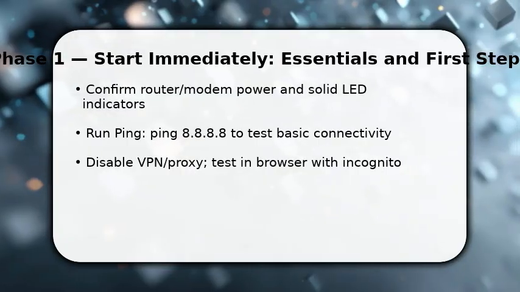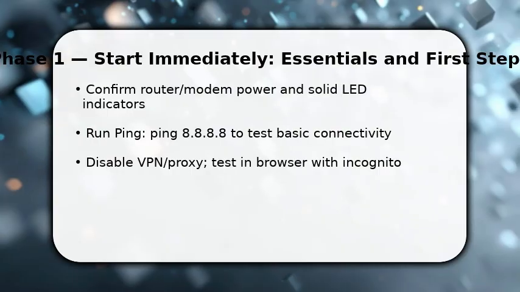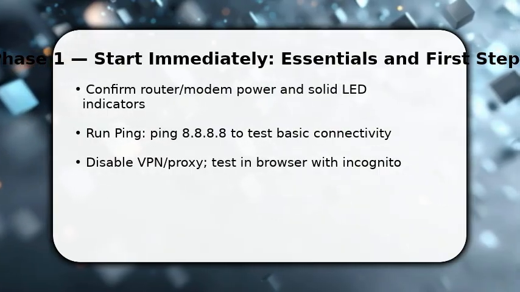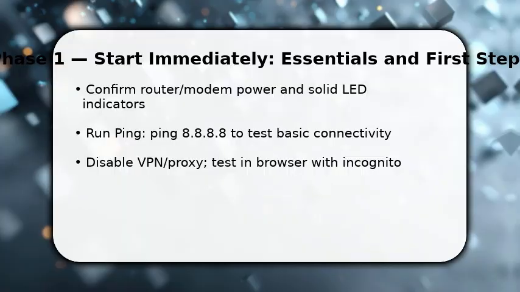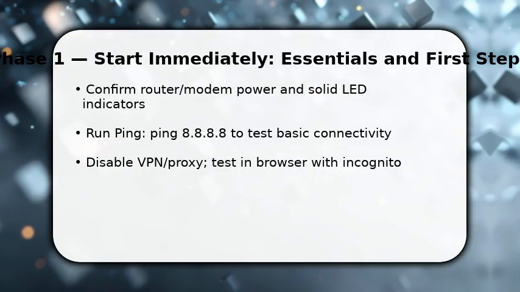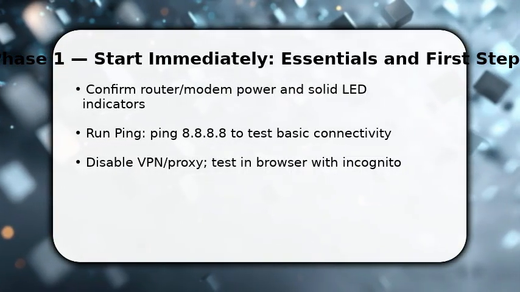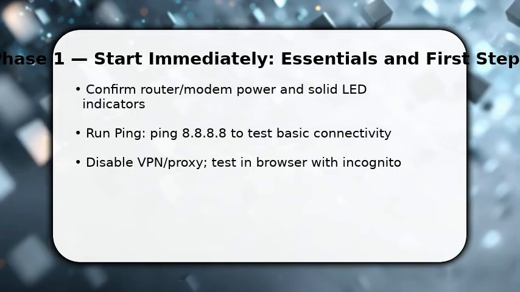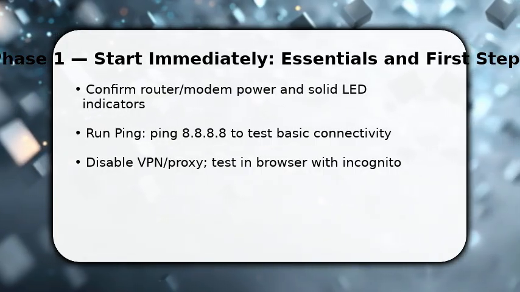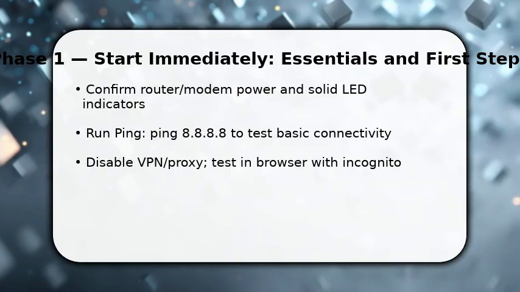You begin by verifying essentials so you don't chase ghosts. Check the router and modem power lights. A blinking internet LED often means upstream issues. Next, open a terminal and ping 8.8.8.8 to see if packets leave your network. This isolates DNS from connectivity.